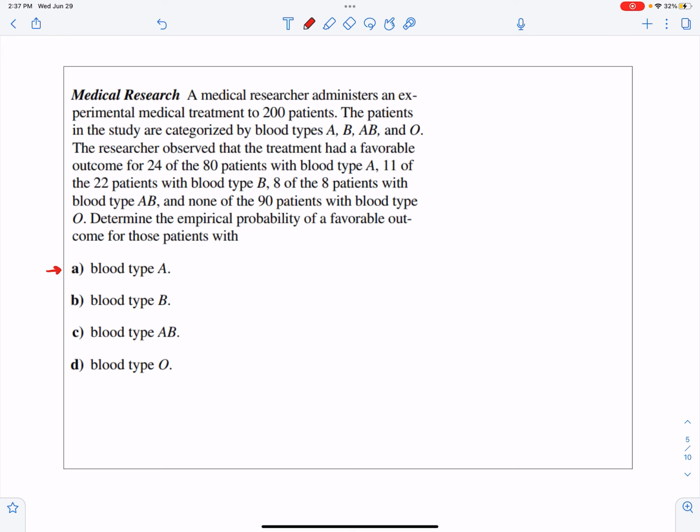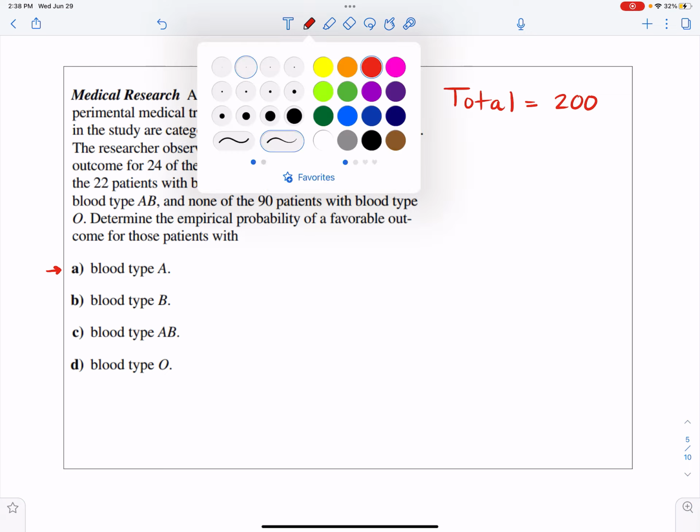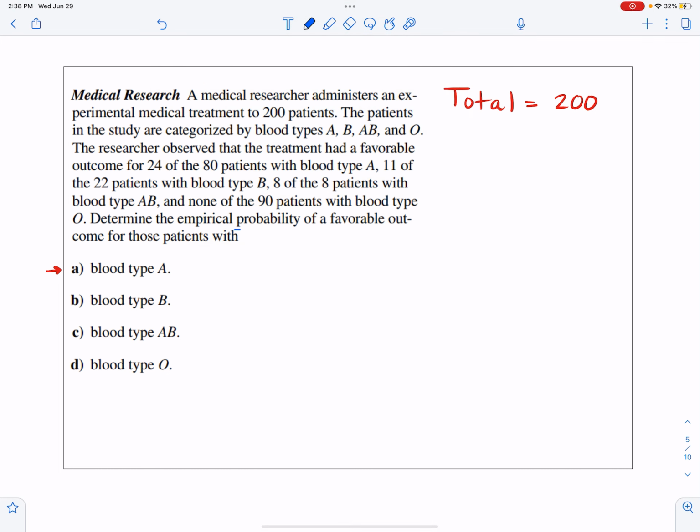All right, a medical researcher administers a treatment to 200 patients, right? So right off the bat, you would say, okay, my total is equal to 200. The patients in the study are categorized by blood type, all right? And then the researcher observed a favorable outcome, and we're given information about that for each group, all right? Now, what you have to be careful about here is when you read the question, determine the probability of a favorable outcome for those patients with each type of blood.